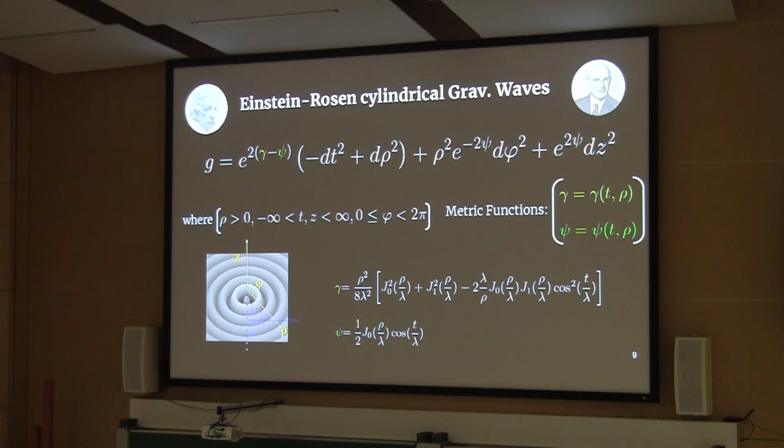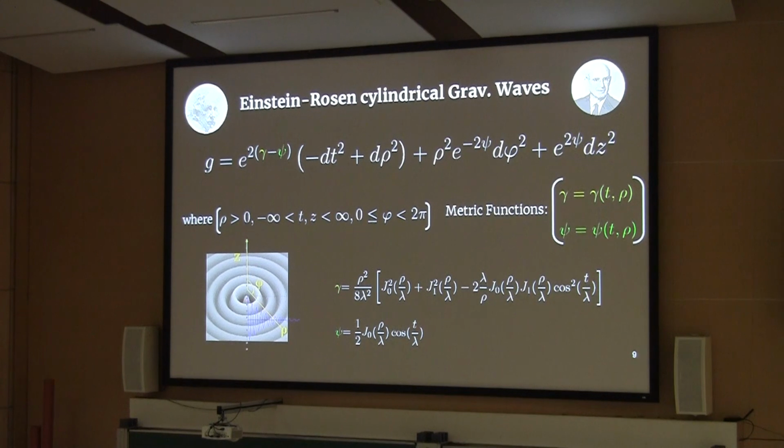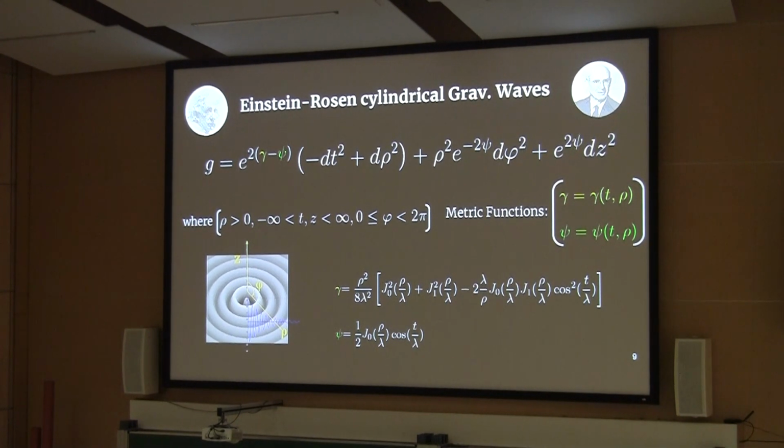Here, again a cartoon image, you can imagine that there are gravitational waves going out from the symmetry center and coming back. They interact and form the standing gravitational waves. That is the radial coordinate rho. You have z. Rho is obviously greater than 0. T and z go from minus infinity to plus infinity, and phi is the azimuthal angle.